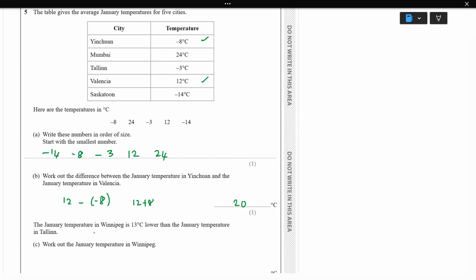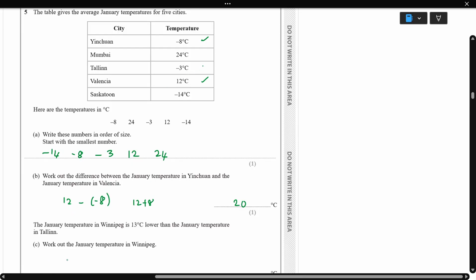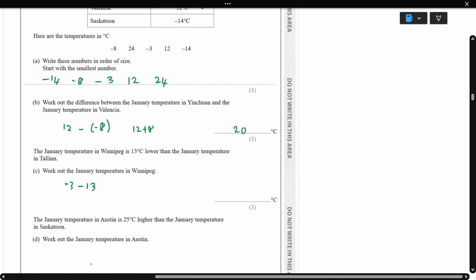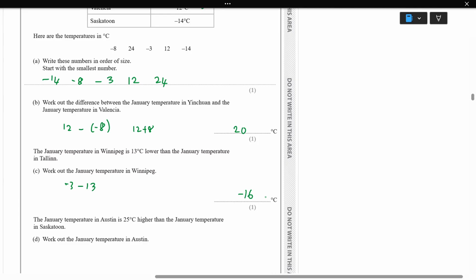Next one, the January temperature in Winnipeg is 13 degrees Celsius lower than the January temperature of Tallinn. Okay, so this one is 13 degrees lower, so negative 3, then 13 degrees lower is going to be negative 13, which is going to be negative 16 degrees Celsius.